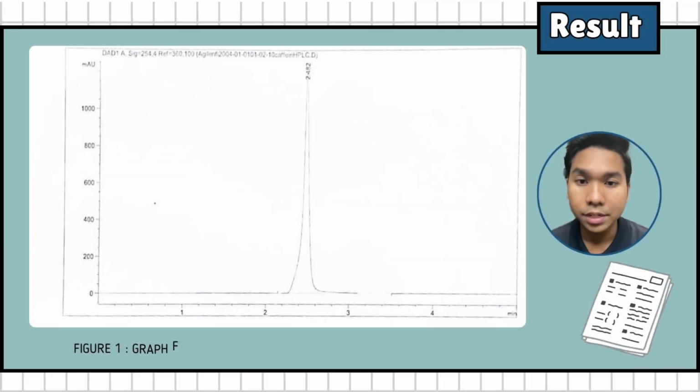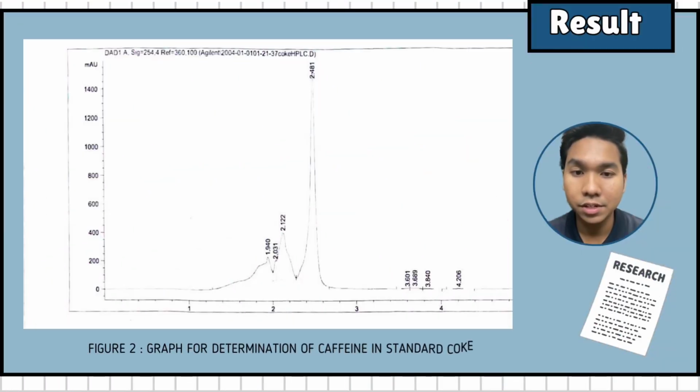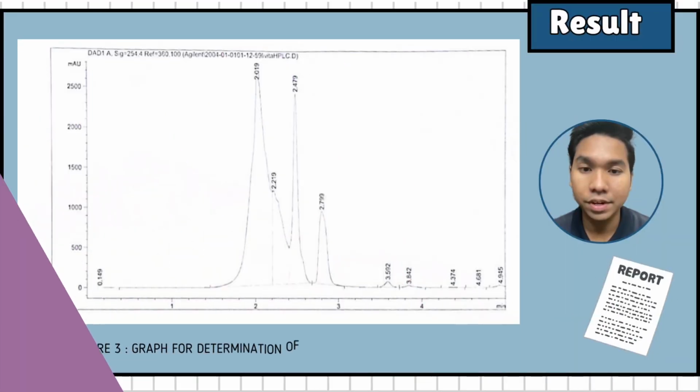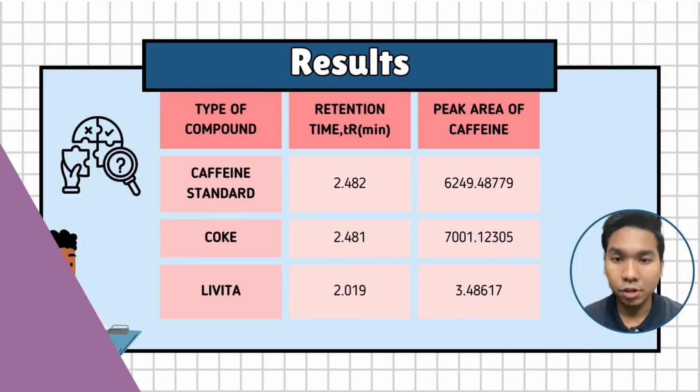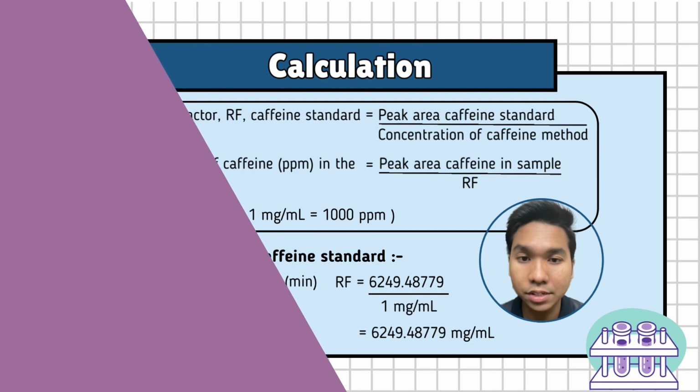From our HPLC experiment, we have achieved various graph results for determination from our sample. This is our graph for determination of caffeine in standard Coke. From all the graphs we obtain, we can analyze the data and generate a result table that includes the types of compounds, their corresponding retention times, and the peak areas for concentration of caffeine.